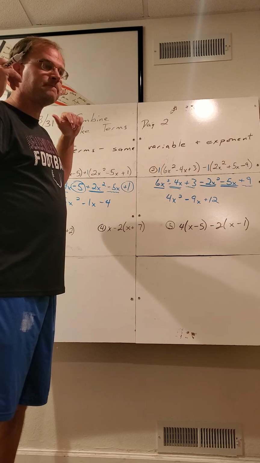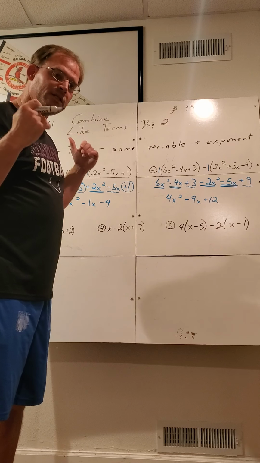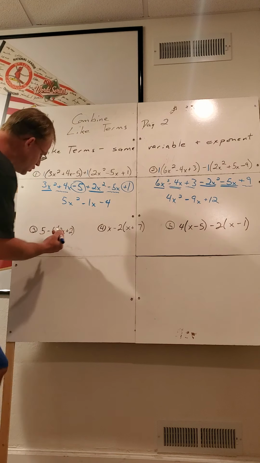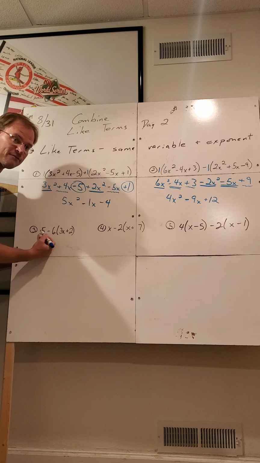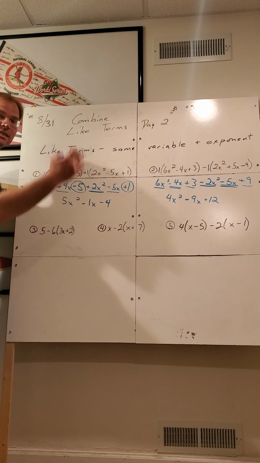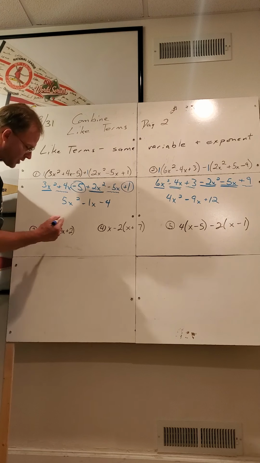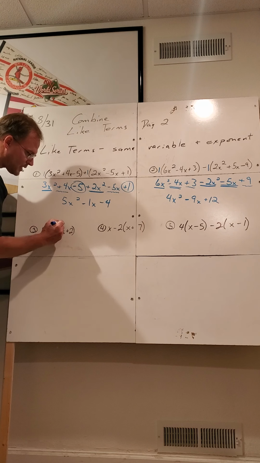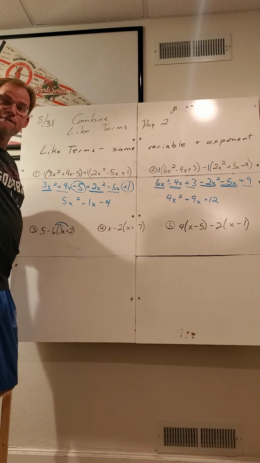And then multiplying and dividing is the next step. You should not be looking at 5 minus 6. Adding and subtracting is the last step of the order of operations. I have got to be thinking distribution first.